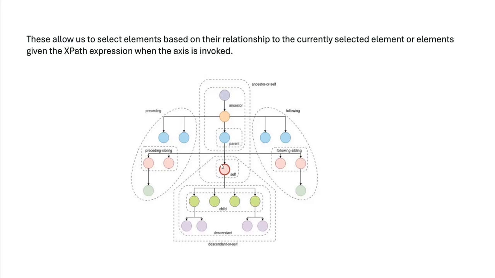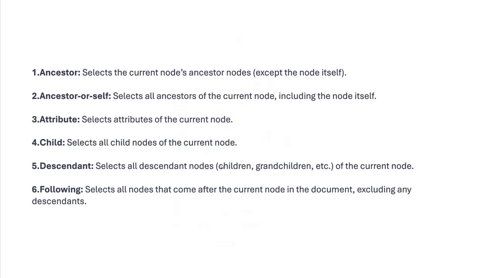So there are different terms. First, let's understand them. First is the ancestor. Using the ancestor, it selects the current node's ancestor nodes. Ancestor nodes is nothing but the parent's parent. When you want to identify the parent's parent element, then ancestor is used. Ancestor-or-self selects all the ancestors of the current node, including the node itself.